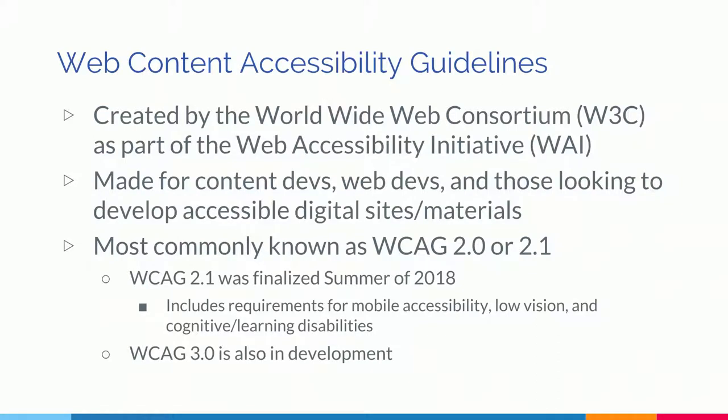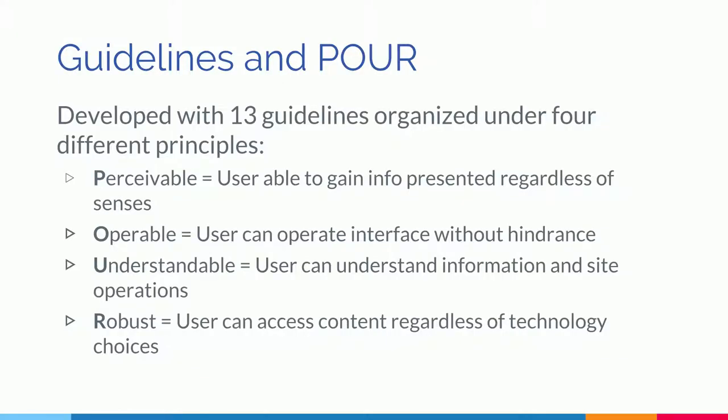3.0 Silver is now in development. I will advise, if you want to jump into WCAG, not to directly read WCAG unless you have a law degree and a lot of time on your hands, because that thing is longer than War and Peace. It has a few guidelines and what is known as POUR built into the back of it. So there are 13 guidelines total. I'm not going to go over them, but I will at least go over what the POUR principles are, and it's kind of their way of understanding how you interact with the users.